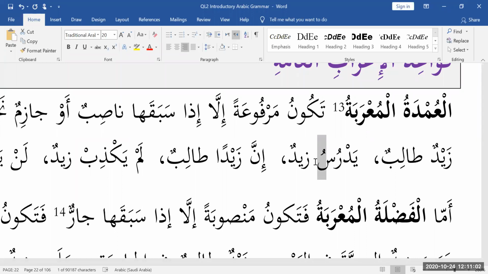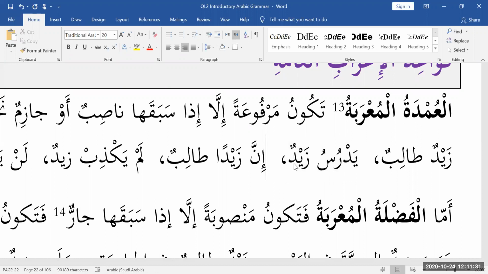That's right. It's in the rafa state. Therefore, it's marfu because of the dhamma ending. And what is the state of the word Zaydun? That's right. It's in the rafa state. These two words make a jumla fi'liya. These two words are pillars. Both of these words are inflected pillars, and both of these words are necessary critical parts of the jumla fi'liya, fi'l and fa'il.